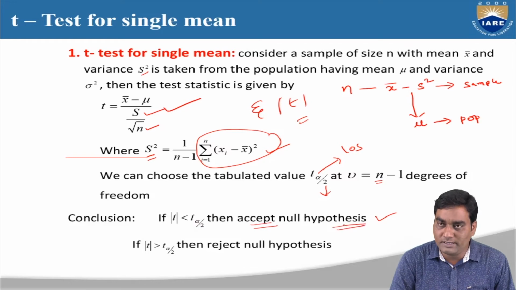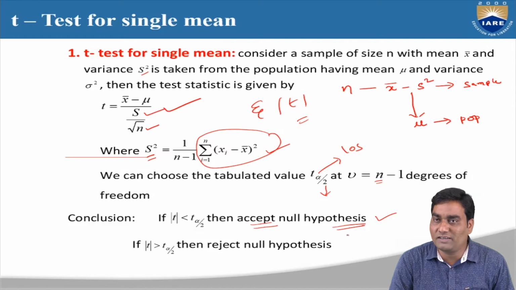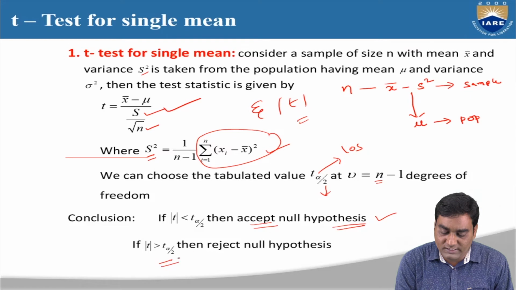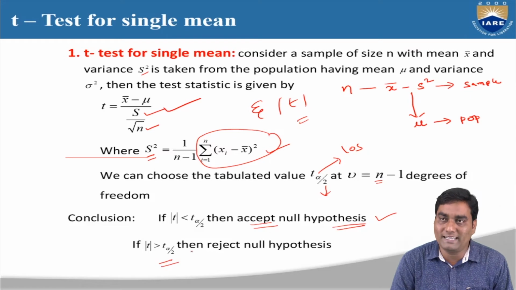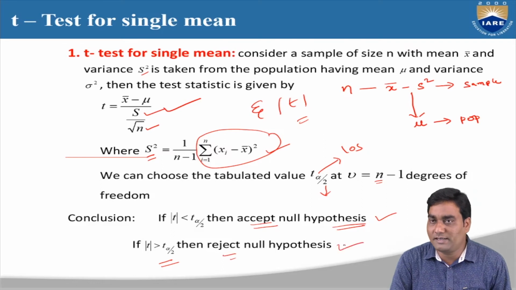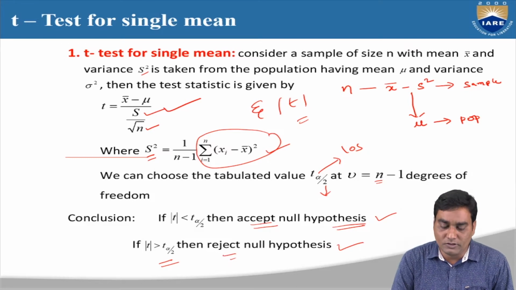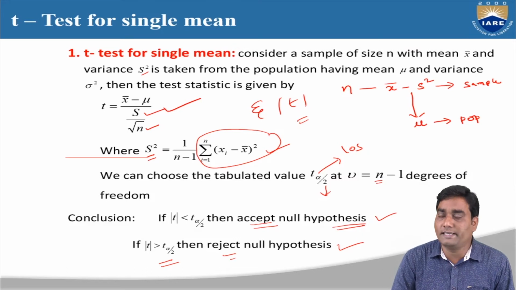Null hypothesis means, as we have already discussed in the previous class, we are going to accept whatever the statement given, which is true. In case this condition is satisfied, mod T greater than T alpha by 2, we are going to reject the null hypothesis. Means whatever the statement given, we are going to reject that particular statement. Means it is a false statement. So this is the procedure to test for single mean.